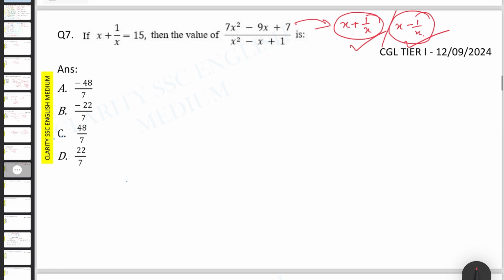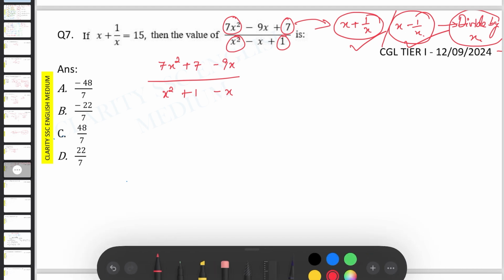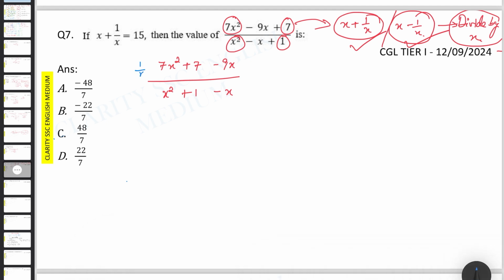Let's evaluate this. First, club these two portions. The trick is divide by x. 7x squared plus 7 minus 9x, and x squared plus 1 minus x. So I just told you the trick. What's the trick? The trick is divide by x, 1 by x, in both numerator and denominator.